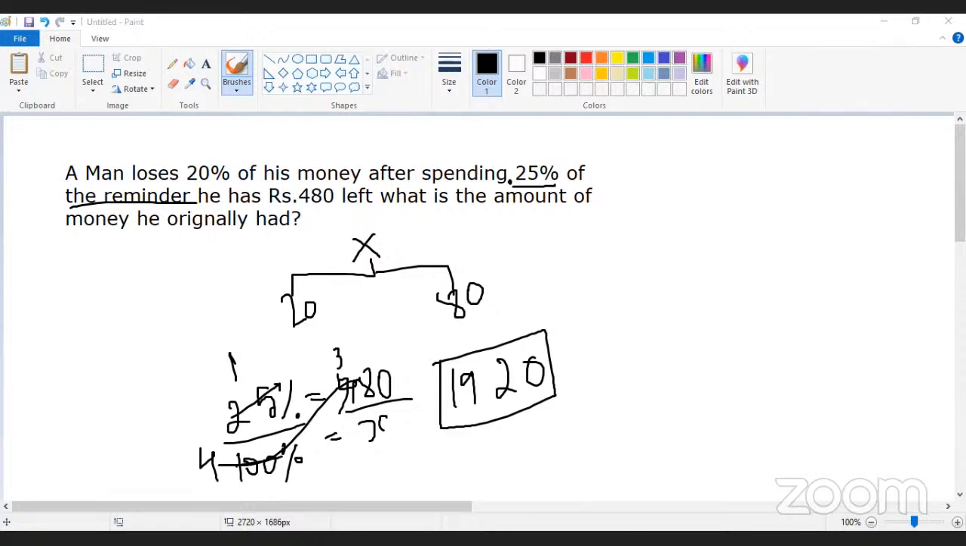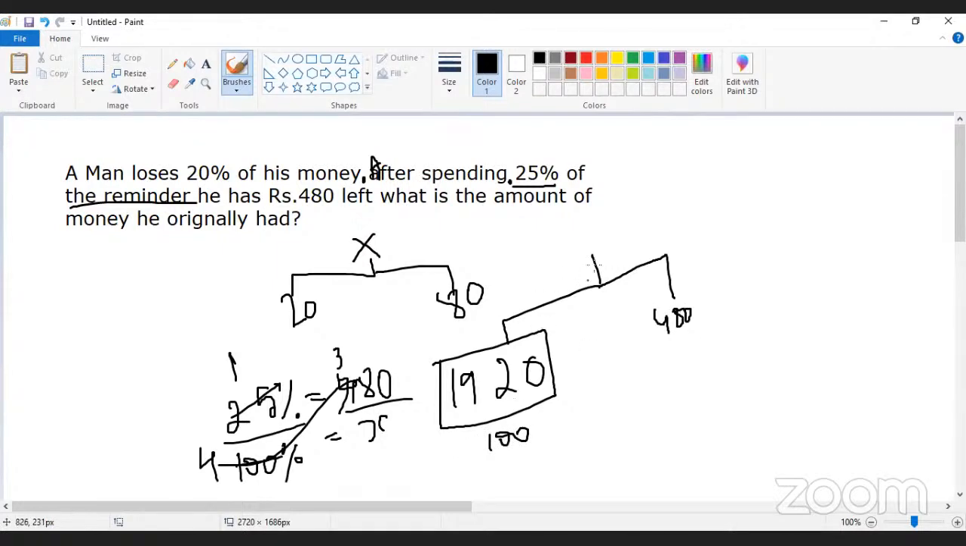I don't see a full stop. I'm just giving an overall explanation, because if I get a full stop even here, and this should be a capital A, or getting over here, the meaning will change. A man loses 20% of his money. After spending 25% of the remainder, he has 480 left. Now the amount left out is 1920. This is said to be the remaining money, and this is going to be 100%. And out of it, 20% taken was 480.